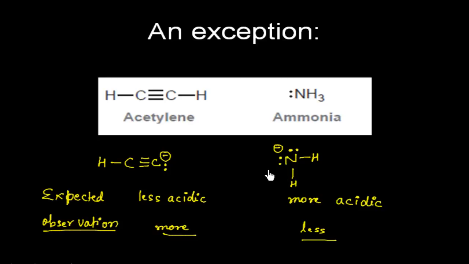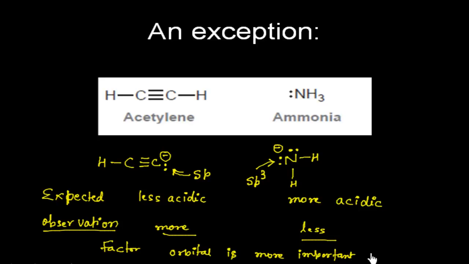And this can be explained on the basis of orbital. In this case you have negative charge in an sp orbital; if you see the hybridization of this carbon, it has two groups, so this is sp. Now the hybridization of nitrogen is sp3, so the negative charge is in an sp3 orbital. Negative charge in sp is closer to the nucleus. So in this case the factor of orbital supersedes the factor of atom; orbital is more important than atom.